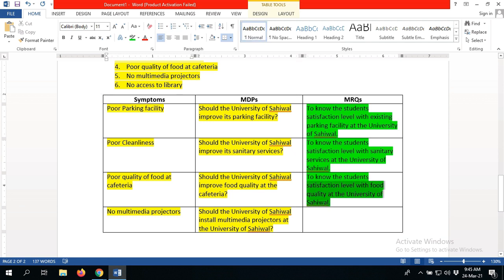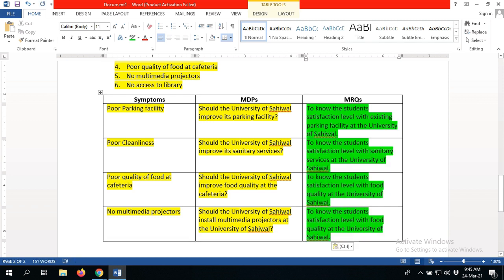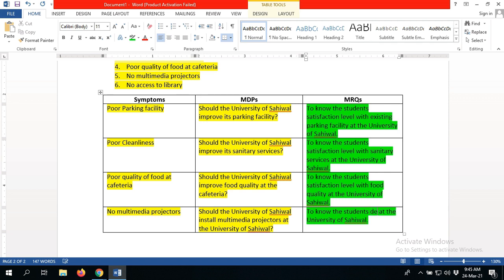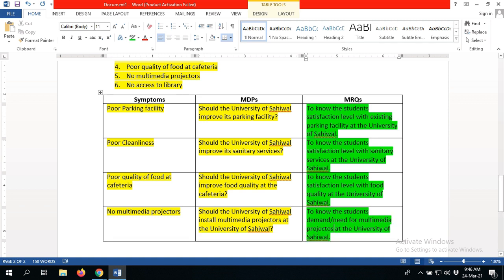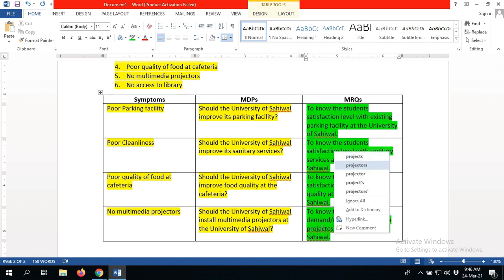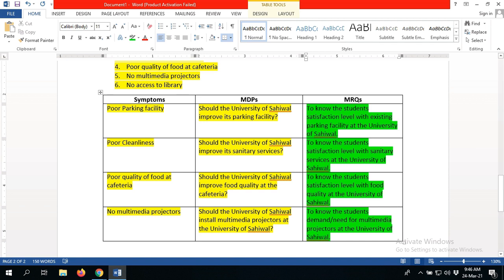And then, in order to make this decision, students' demand, public need for multimedia projectors at the University of Saival. It means we will try to know students' demand and needs for multimedia projectors at the University of Saival.